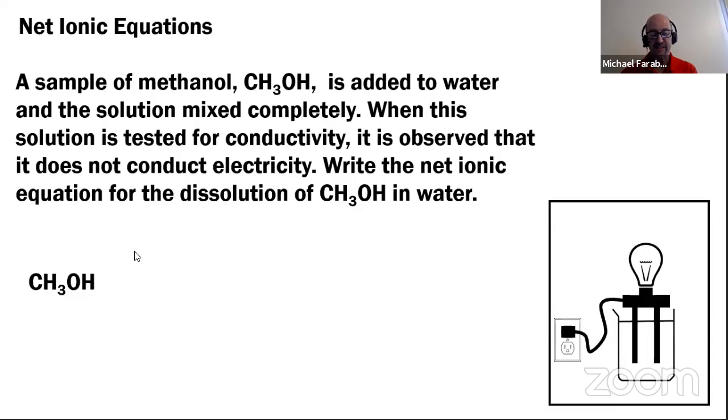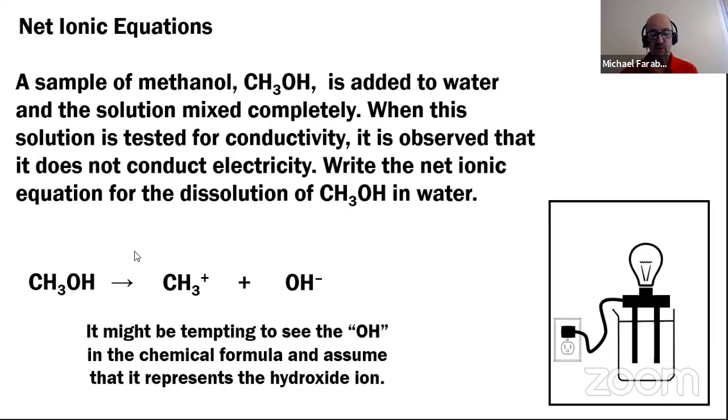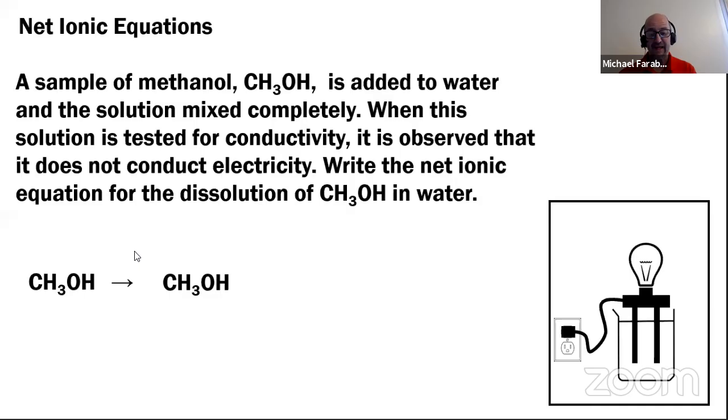Now, students might be tempted when they see OH and they're so familiar with acid-base chemistry, potassium hydroxide, KOH, or sodium hydroxide, NaOH, they might be tempted to break up the formula into a positive and a negative ion. CH3OH is a covalent or a molecular substance. It does not split into a positive and a negative ion like this. We also know that since it was tested for conductivity and it's not an electrolyte, it's going to remain intact.